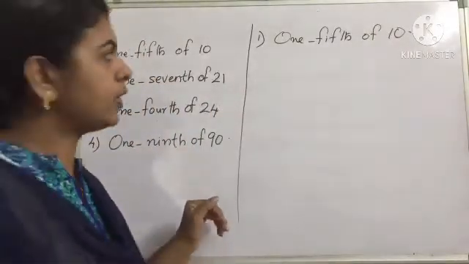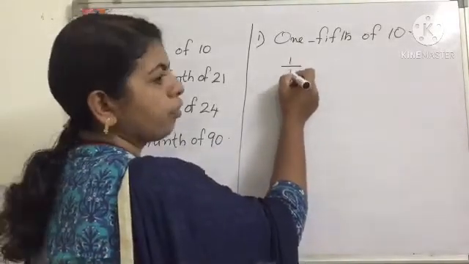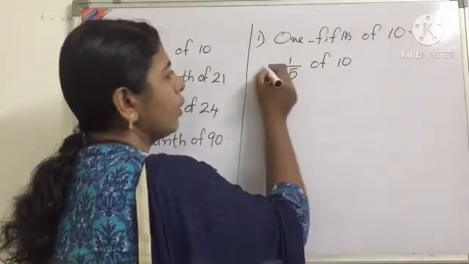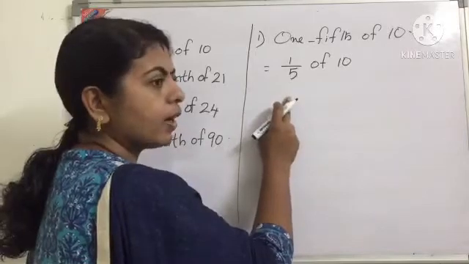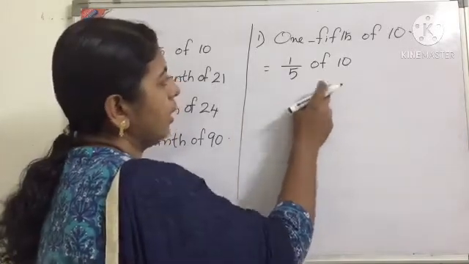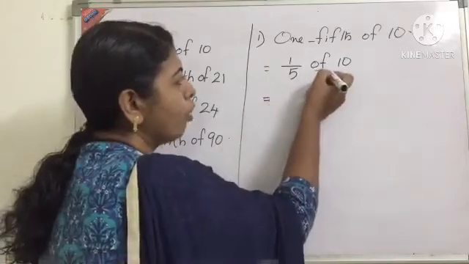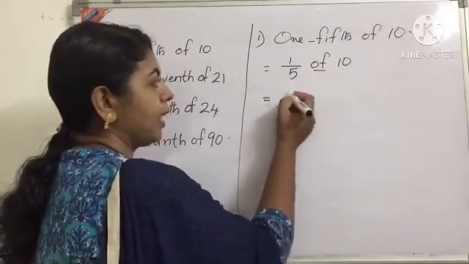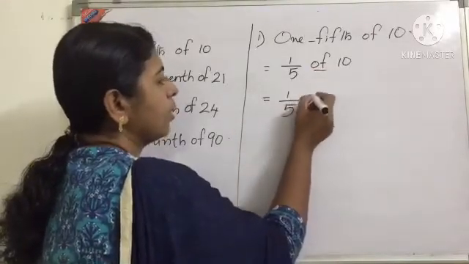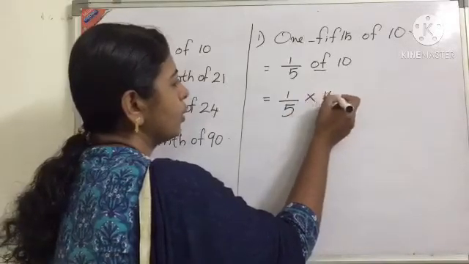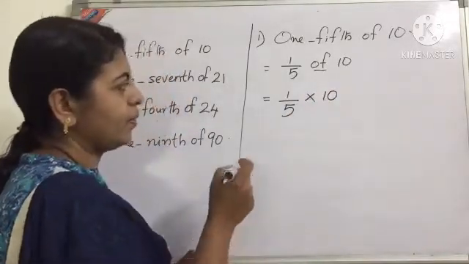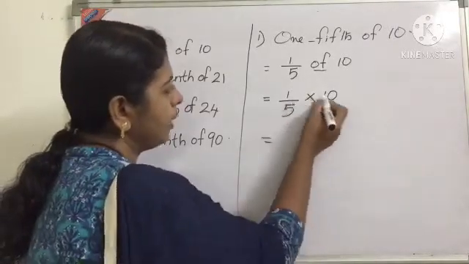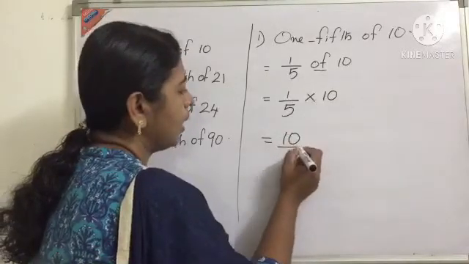Now you know how to write this 1/5. How will we write 1/5? It's 1 by 5. 1/5 of 10 we can write as 1 by 5 of 10. Then in maths, "of" is multiplication. The word "of" means multiplication. 1 by 5 into 10. So it's equal to 1 into 10 is 10 by 5.